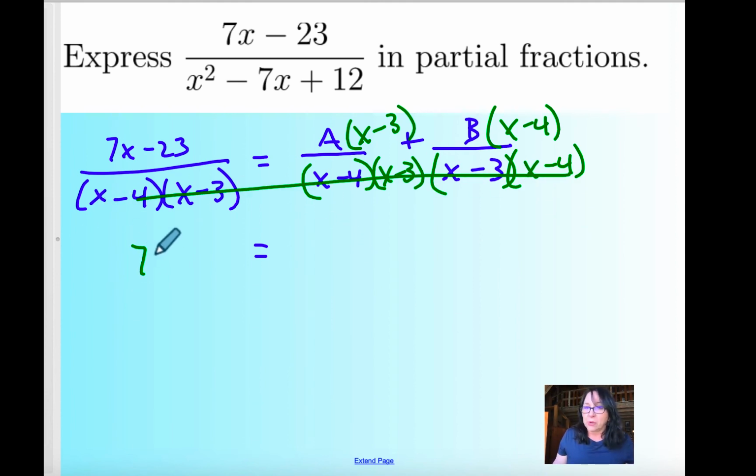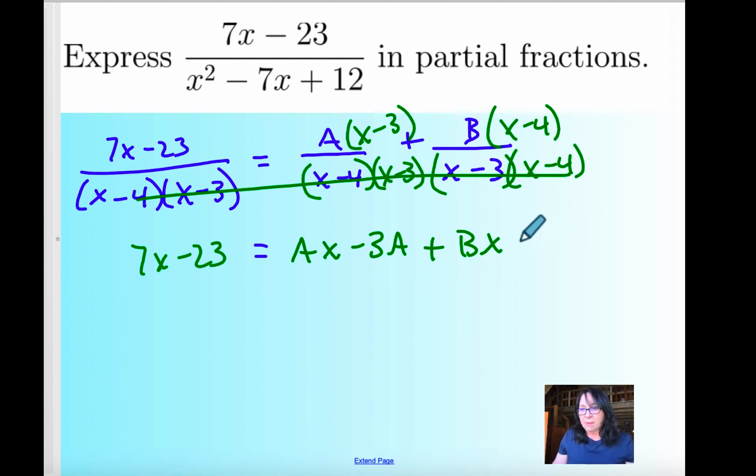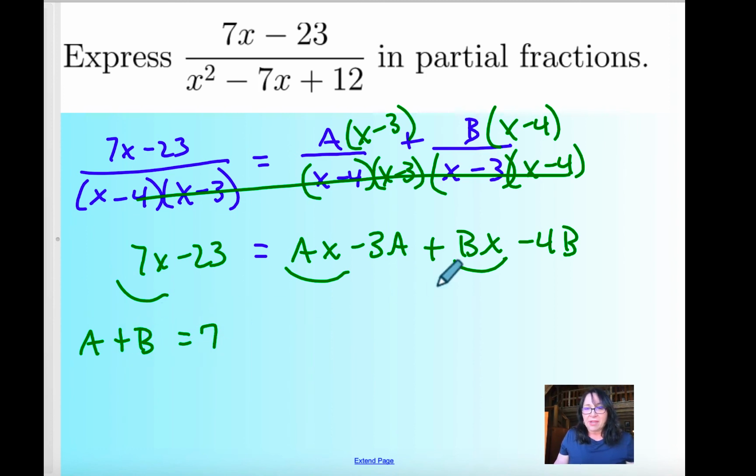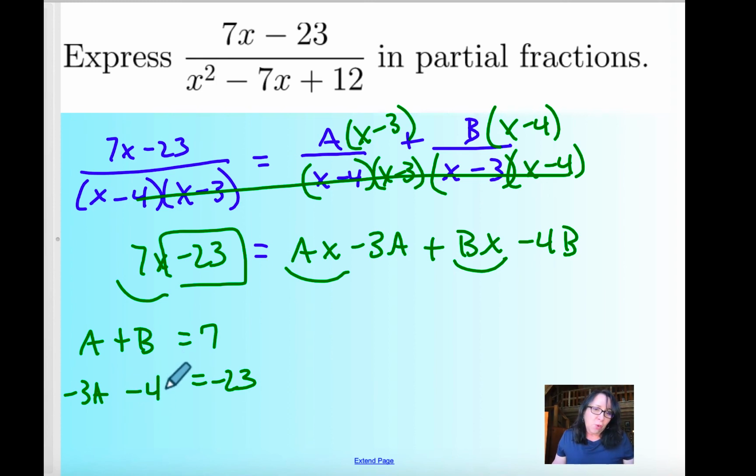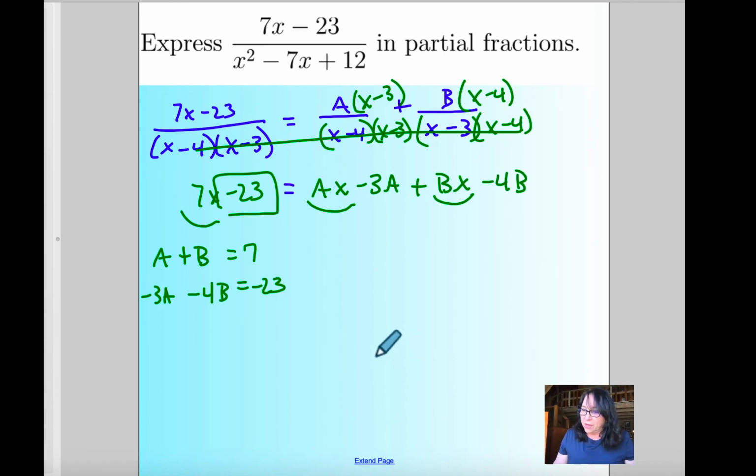Set the numerators equal to each other. And so I get ax minus 3a plus bx minus 4b. Okay, and again, group your terms. I'm going to group my x's and lose the x at the same time. So I've got a plus b is equal to 7. And then I've got negative 23 is equal to, I've got a negative 3a, and then I got a minus 4b.